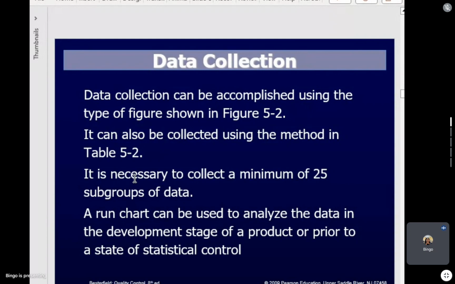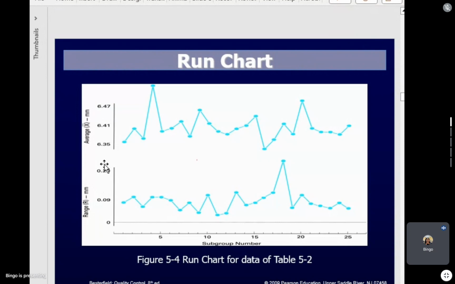A run chart can be used to analyze the data in the development stage of a product or prior to state of statistical control. Or your run chart is your control chart. Kasi when we plot the data, mas makita natin visibly if meron bang out of control or lahat siya ay in control. Okay. Yan. So, for example, that is our run chart.